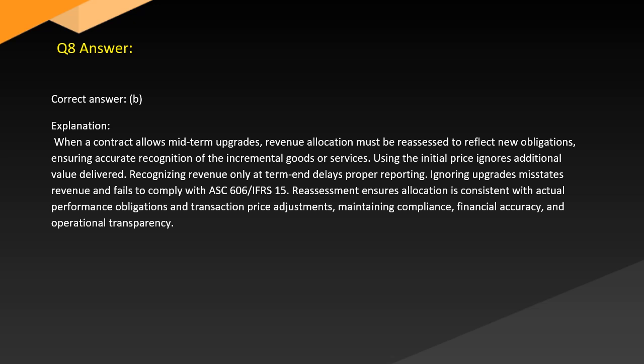When a contract allows midterm upgrades, revenue allocation must be reassessed to reflect new obligations, ensuring accurate recognition of the incremental goods or services. Using the initial price ignores additional value delivered. Recognizing revenue only at term end delays proper reporting. Ignoring upgrades misstates revenue and fails to comply with ASC 606 and IFRS 15 reassessment. Allocation is consistent with actual performance obligations and transaction price adjustments, maintaining compliance, financial accuracy, and operational transparency.